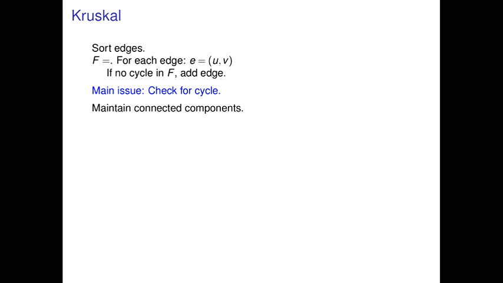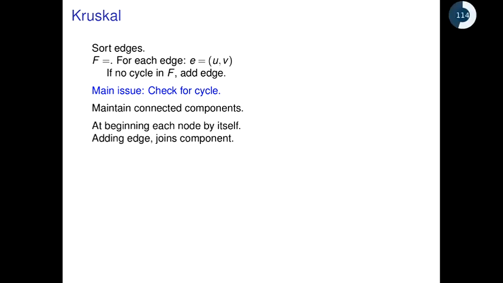So we want to maintain this notion of who's in which connected component. If we could write down the connected component number for each node at all times, all we'd have to do for an edge is check whether they have the same number. And then we know that they're in the same connected component, so we would know not to add the edge. Now what happens in this algorithm, at the beginning, each node is by itself.